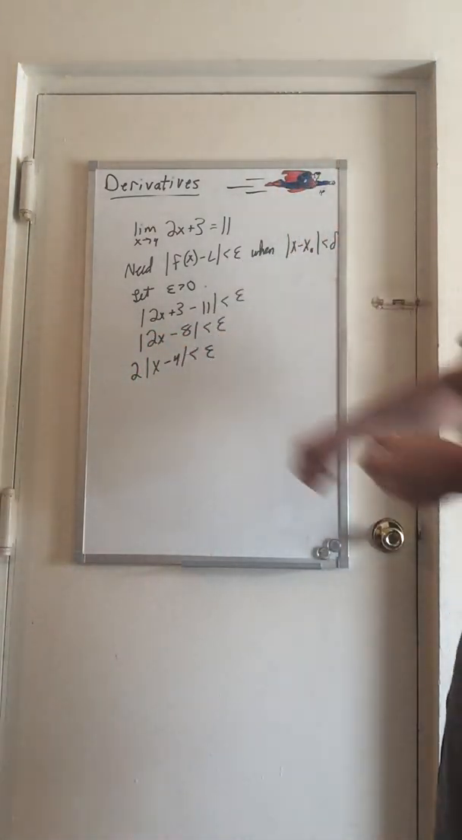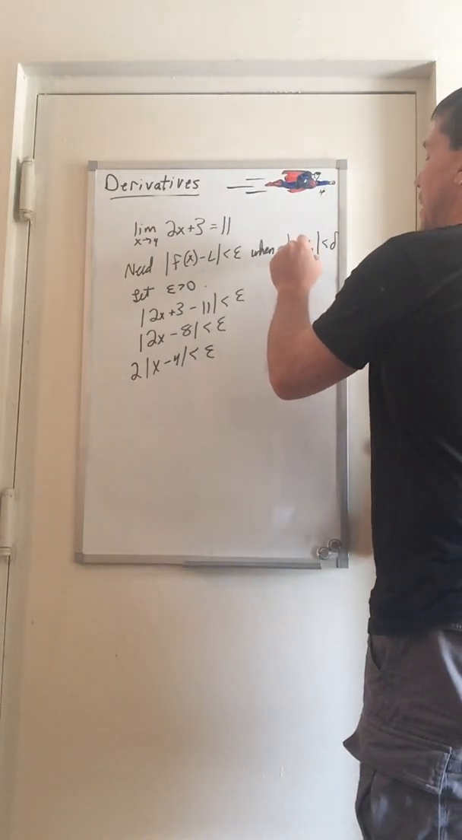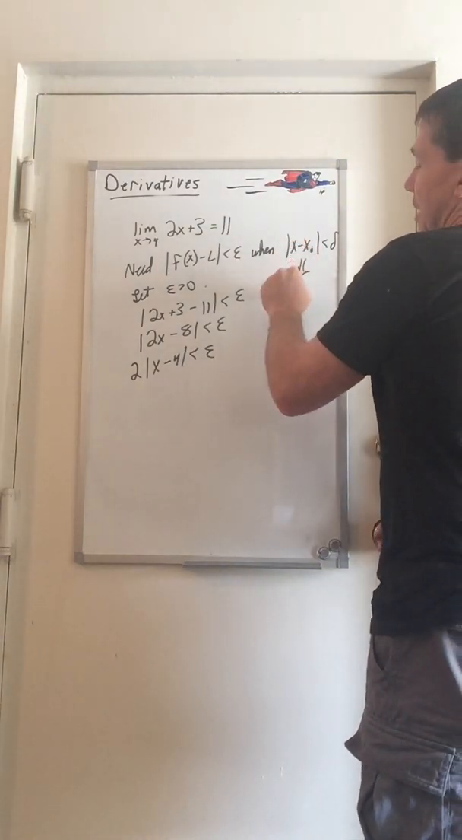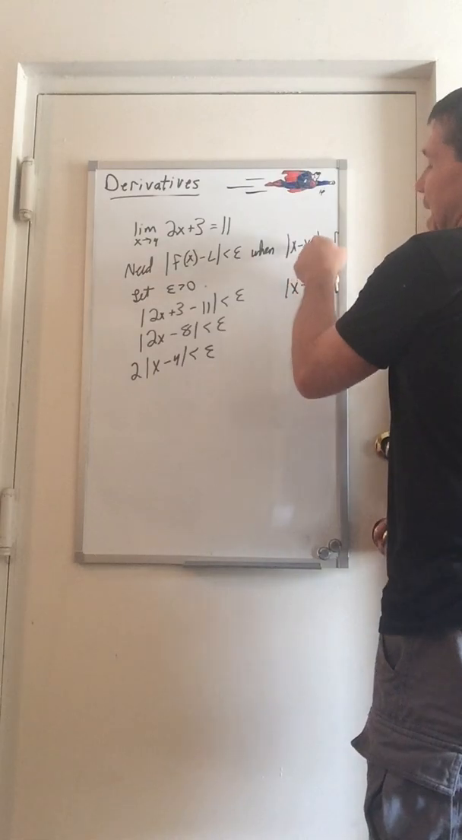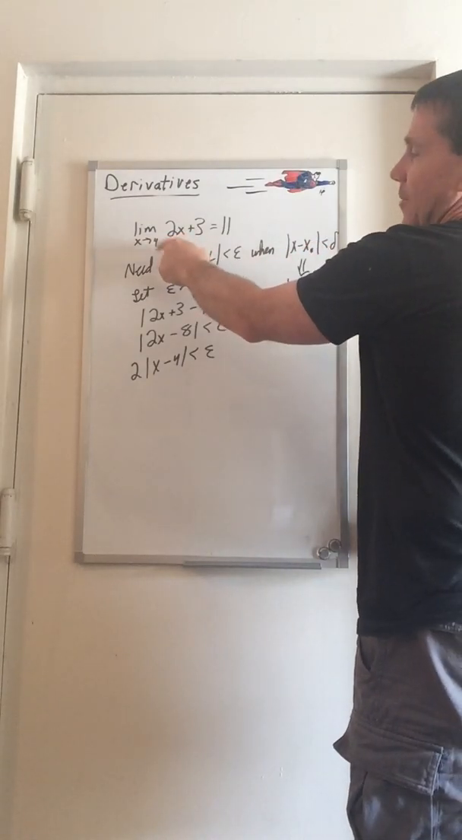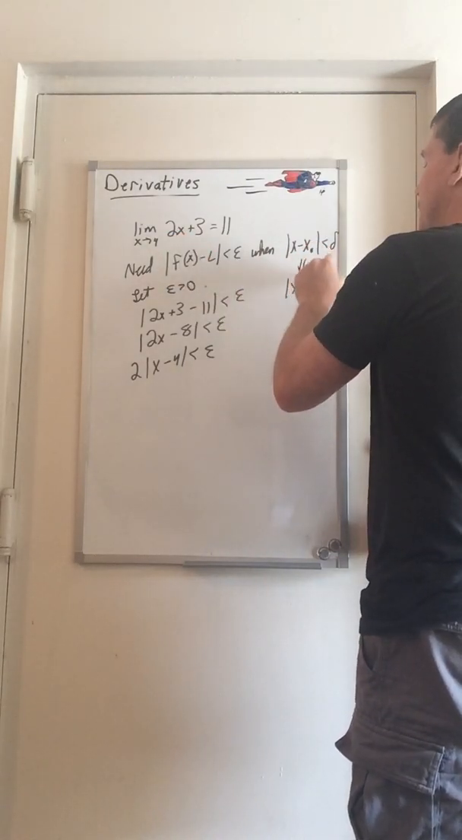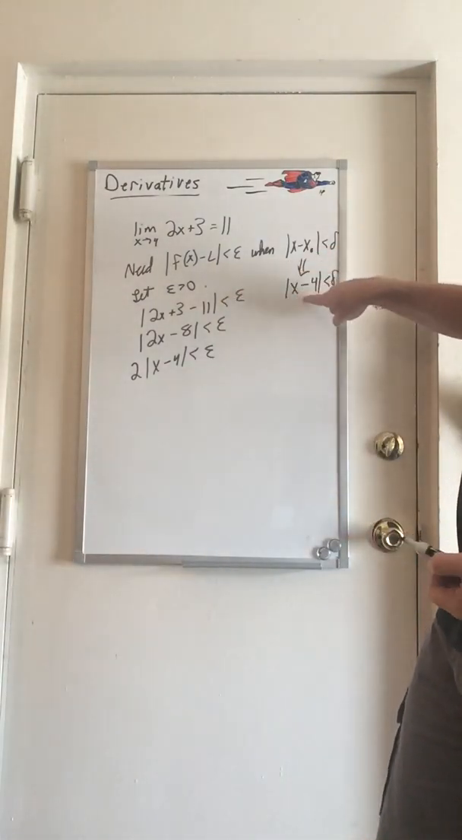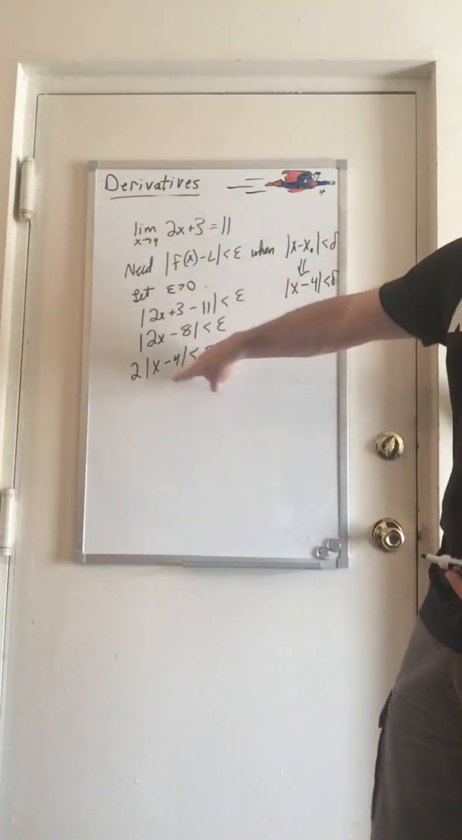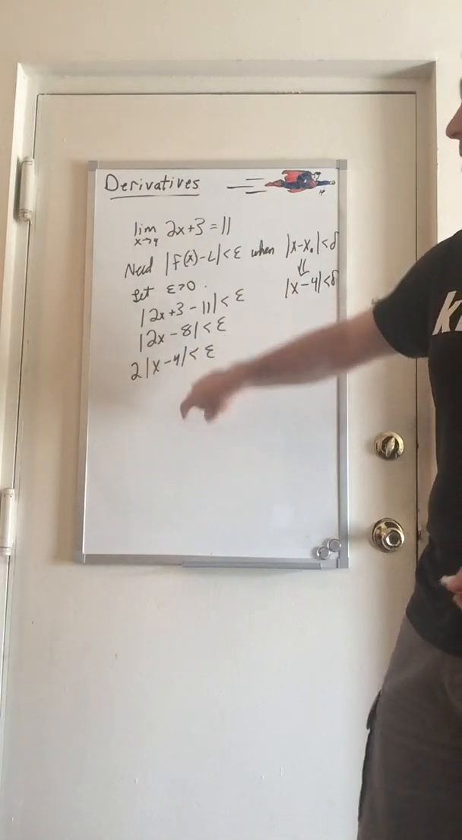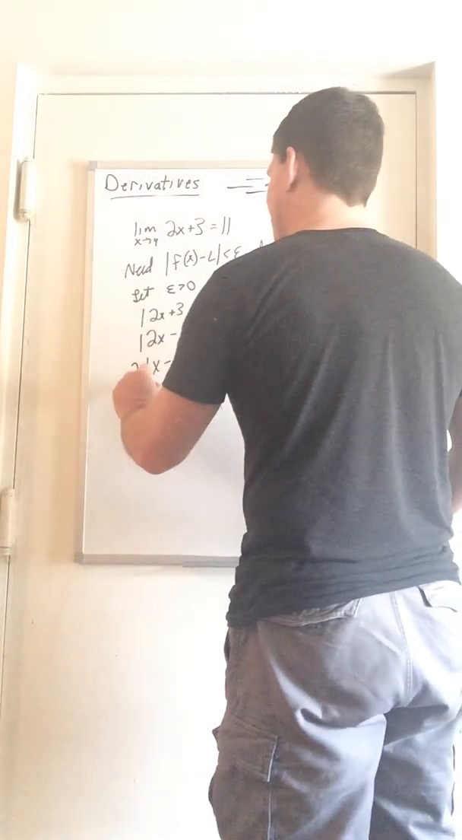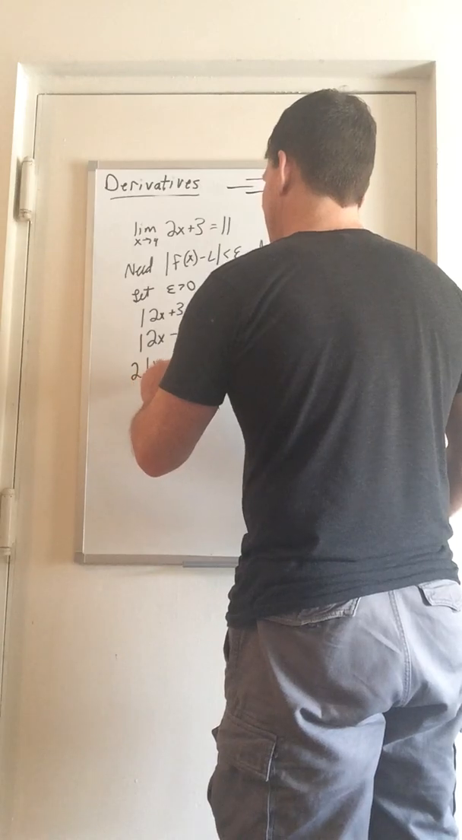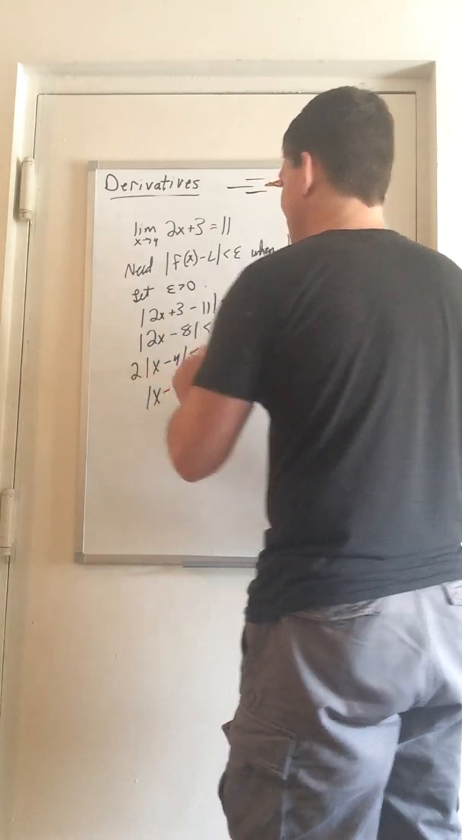And now I would point out over here, this is what I'm trying to make it look like: x minus x sub 0. X sub 0 is right here, that's 4. So my goal was to make this look like that. Well, there's my x minus 4, absolute value. So now just isolate it. Divide by 2. The absolute value of x minus 4 is less than epsilon over 2.